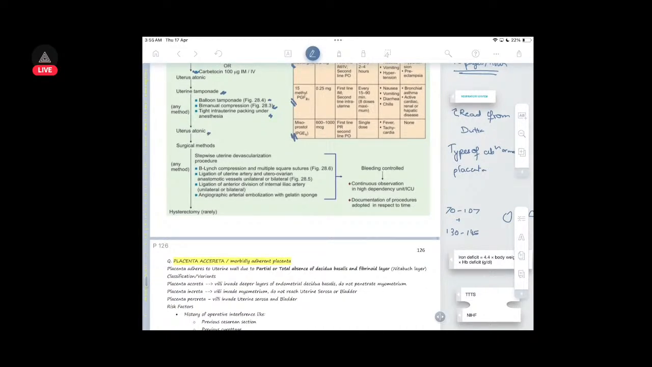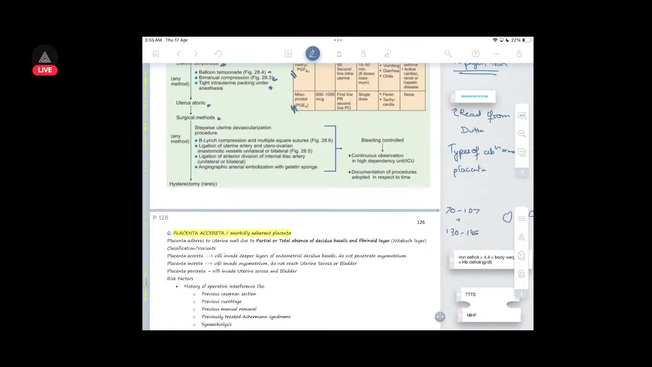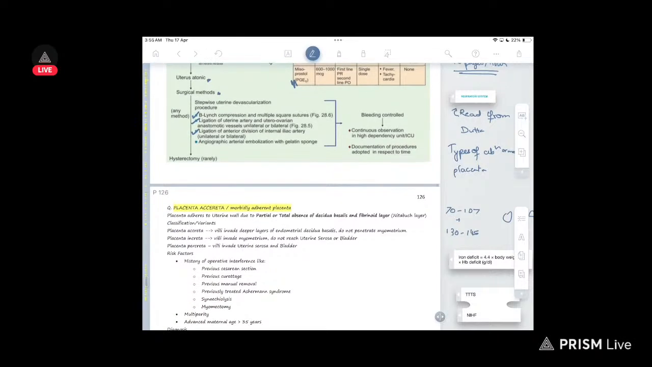Then if it's still atonic, surgical methods. You have to go stepwise. First you do B-Lynch compression and multiple square sutures, ligation of the uterine artery and utero-ovarian anastomosis, unilateral or bilateral, and ligation of the anterior division of the internal iliac artery. Angiographic arterial embolization can be done with gelatin sponge, and hysterectomy very rarely.